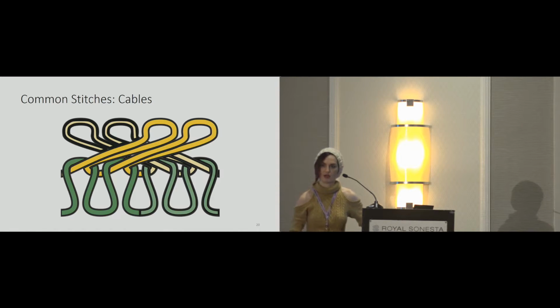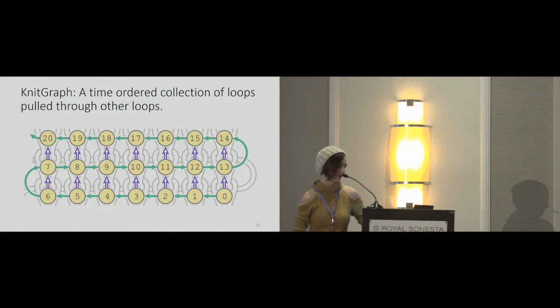And if you're thinking to yourself now, we've got these different nodes connected to other nodes, that sounds like a graph, then you know where I'm going next. We call these KnitGraphs, a time-ordered collection of loops pulled through other loops. So you can think of the green edges here as the yarn of the fabric, connecting all of the loops that are made one after another. And then the purple edges are connecting them where you're pulling one loop through the other. And as long as you have four properties, but primarily that loop-to-loop constraint, you're going to produce a graph that would result in a viable knitted object.